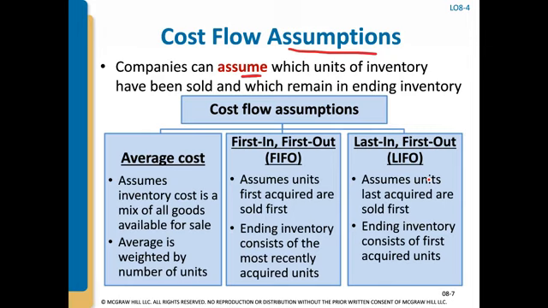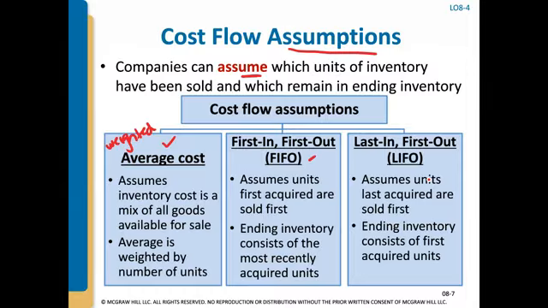And think about companies that have very large quantities of inventory coming in and out the door. If you're thinking about Costco and they have lots of different products, they purchase different products and they sell different products, they have to make some sort of assumptions in order to be able to allocate their costs between cost of goods sold and ending inventory. So the three cost flow assumptions are average cost, also known as the weighted average cost. And that assumes that your inventory cost is a mix of all your goods available for sale. And we'll go through that.